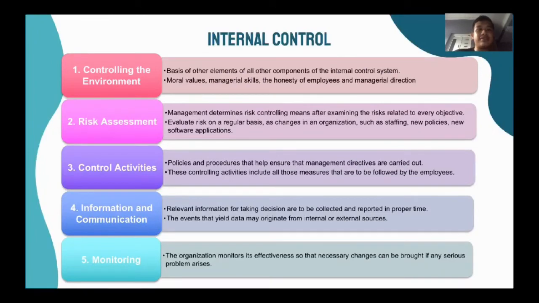Okay, for the internal control. First, controlling the environment, the basis of all other components of the internal control system. Second, risk assessment. Management determines risk controlling means after examining the risk related to every objective. Evaluate risk on a regular basis as changes occur in the organization, such as staffing, new policies, new software applications. Third, control activities, policies and procedures that help ensure that management directives are carried out.